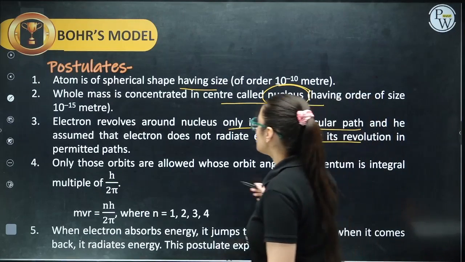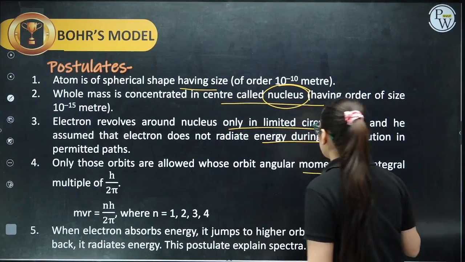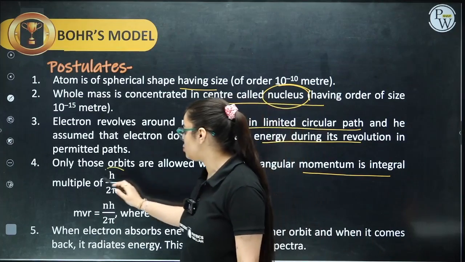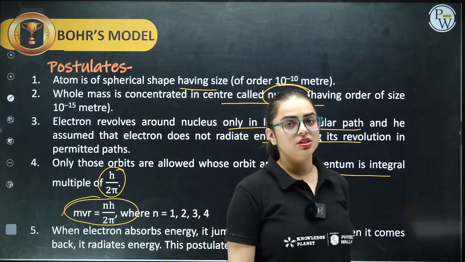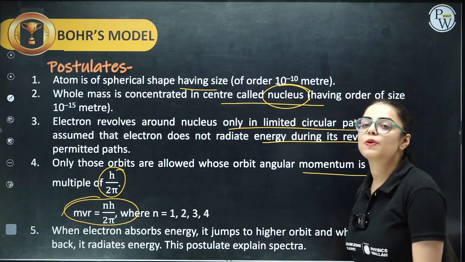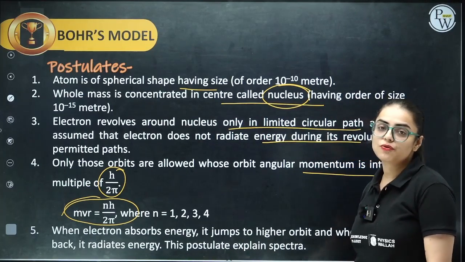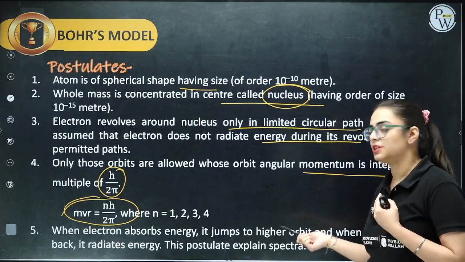Now, only those orbits are allowed whose orbital angular momentum is an integral multiple of h by 2 pi. So, this formula is yet again very important: mvr equals nh by 2 pi. That is the formula of angular momentum that you should know, the orbital angular momentum.